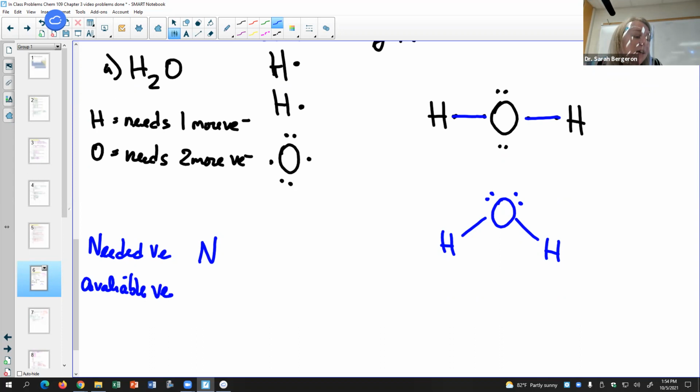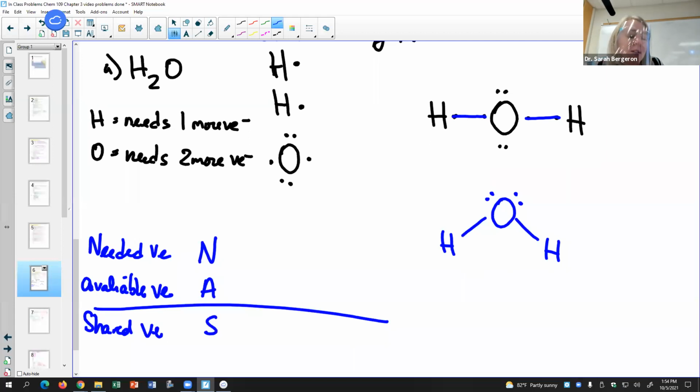Valence electrons, and then the shared valence electrons. And I put it NAS. Okay, so my needed, how many electrons does each atom in this molecule need to be happy, to look like the cool kids? So let's take each atom by itself, right?